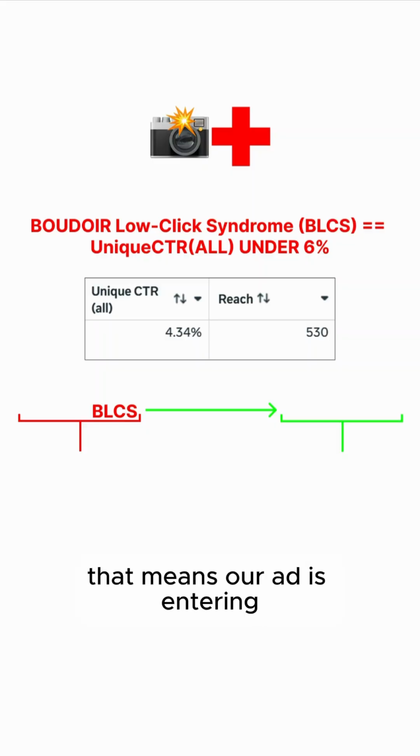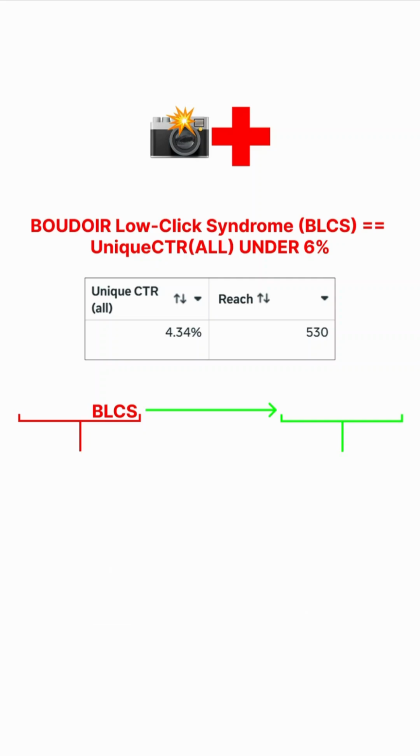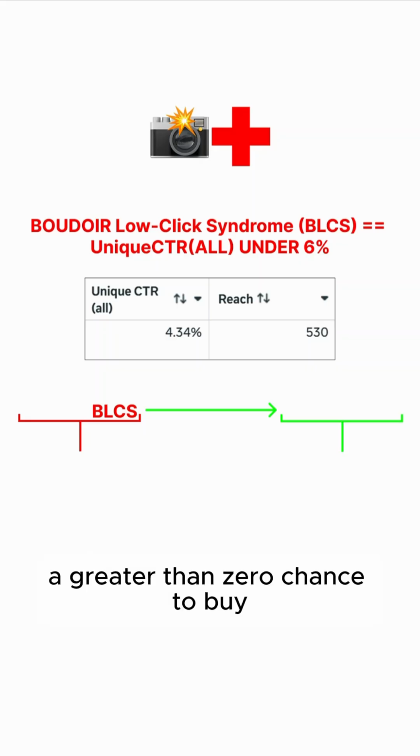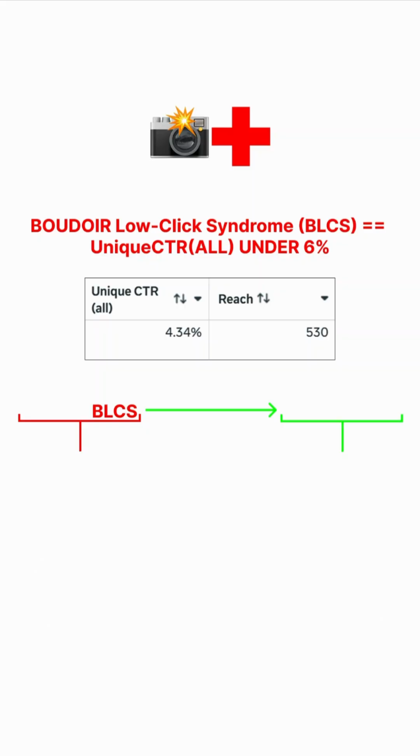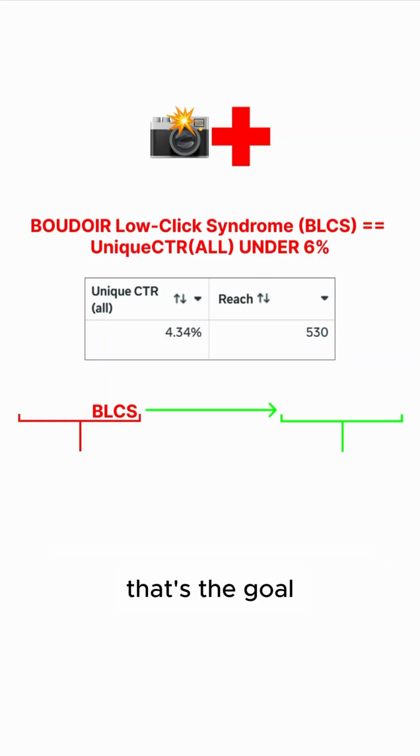That means our ad is entering fewer than 6 out of 100 women's brains, and that means fewer than 6 out of every 100 women that see our Boudoir Facebook ad have a chance, greater than zero chance, to buy. So we got to get this number up as high as possible. That's the goal.